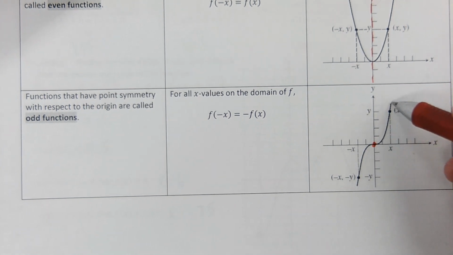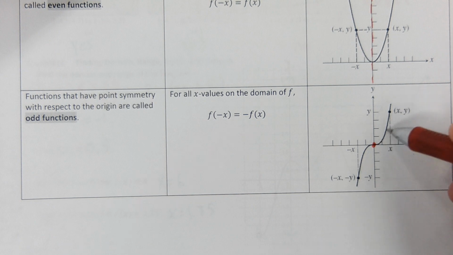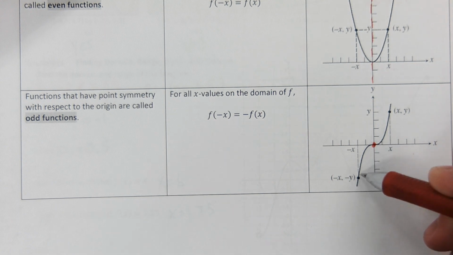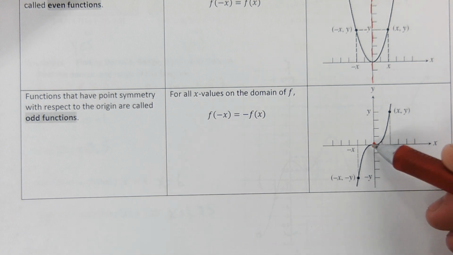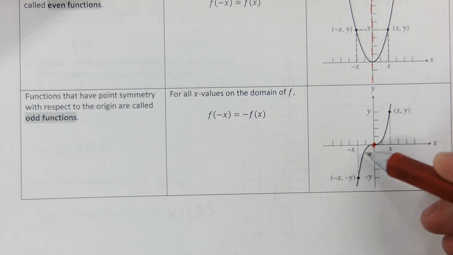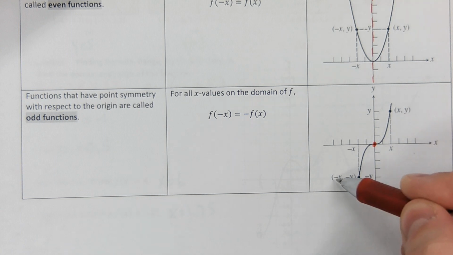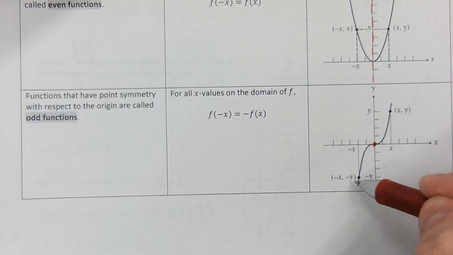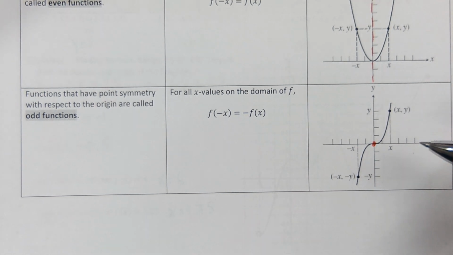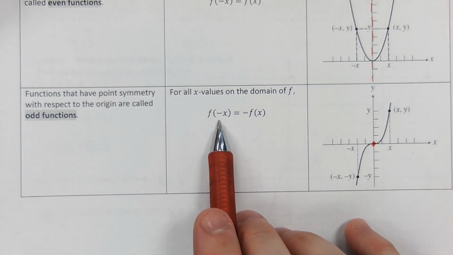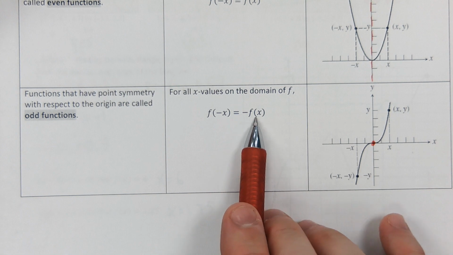Here, on this side of the graph, my x's and my y's are both positive. Here's the exact same shape, except for the fact that it's upside down and backwards, meaning both the x and the y are negative. From here, my x went from positive to negative, and my y went from positive to negative. Algebraically, substituting in a negative x gives you back a negative y.